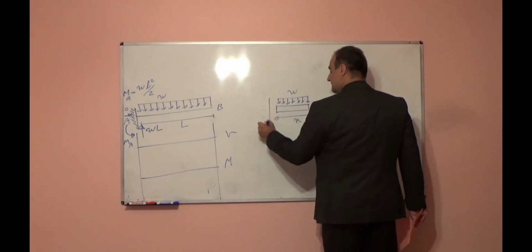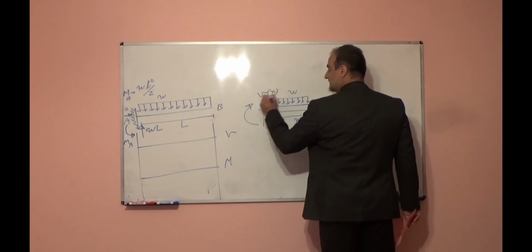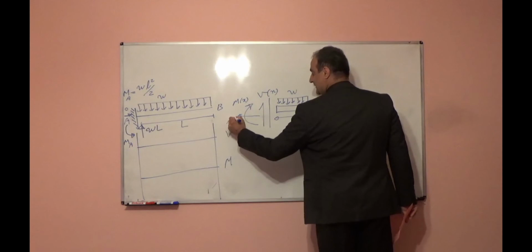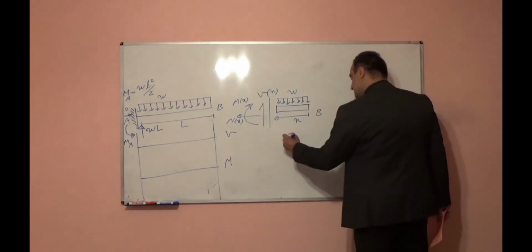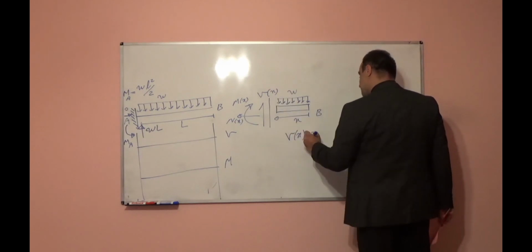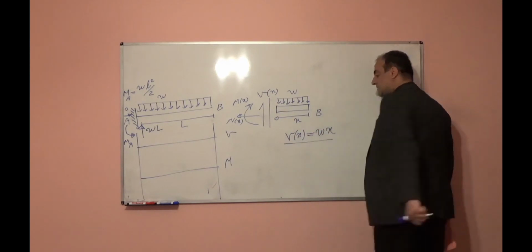W, internal forces V x, M x, N x. N x is 0. Summing forces in the vertical direction equal to 0, so V x minus W times X is equal to 0. V x will be equal to W times X.